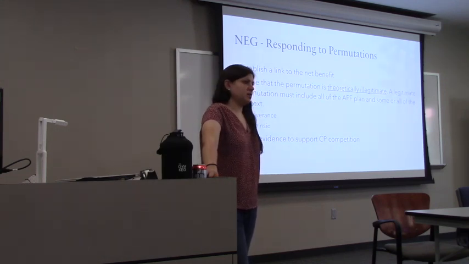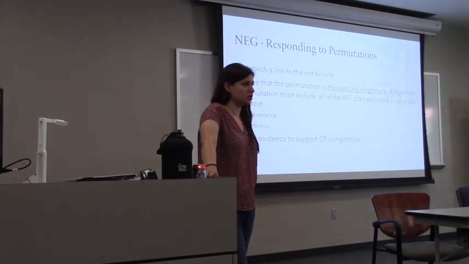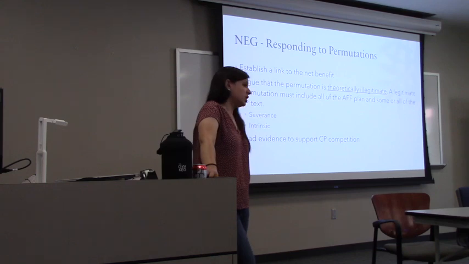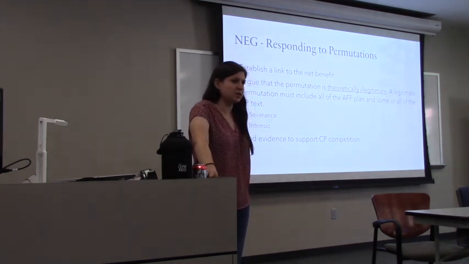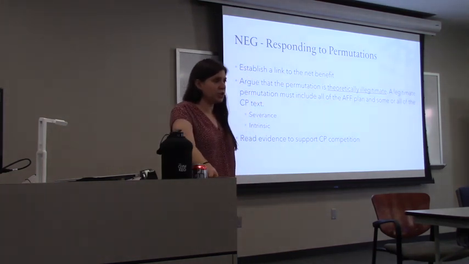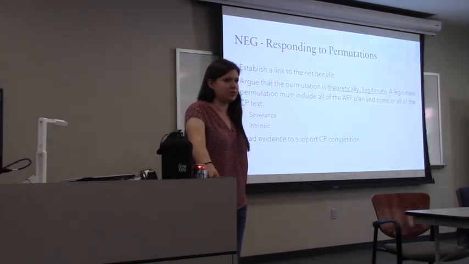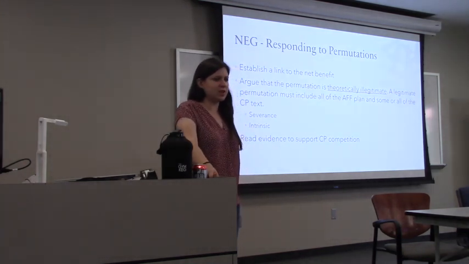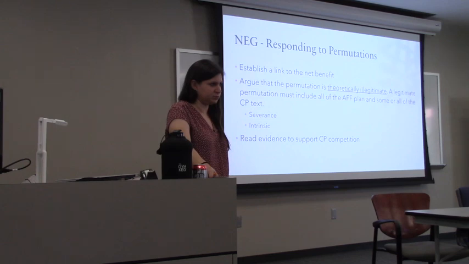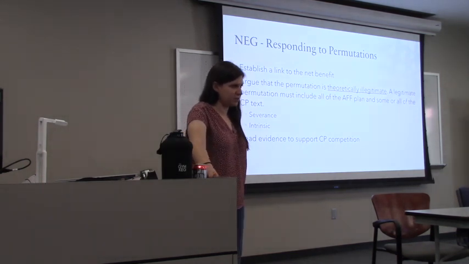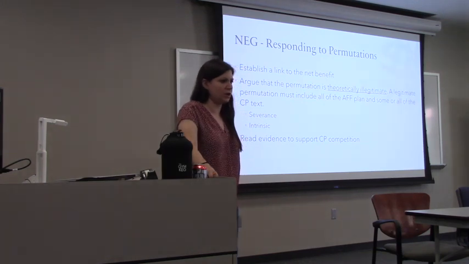Second, argue that the permutation is theoretically illegitimate. This is not as likely to be your kind of angle if the permutation is just do both, but it could be. A legitimate permutation must include the following. A legitimate AF permutation must include all of the plan and some or all of the counterplan.